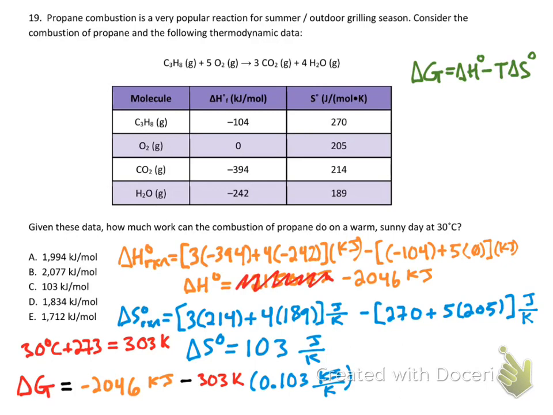So when we do this, we'll end up getting negative 2,077 kilojoules. So the negative, what does that mean? It means it's spontaneous, right? So if it's spontaneous, can it do work? Yes. And how much work can it do? Well, the maximum amount of work it could do is 2,077 kilojoules worth. Choice B.